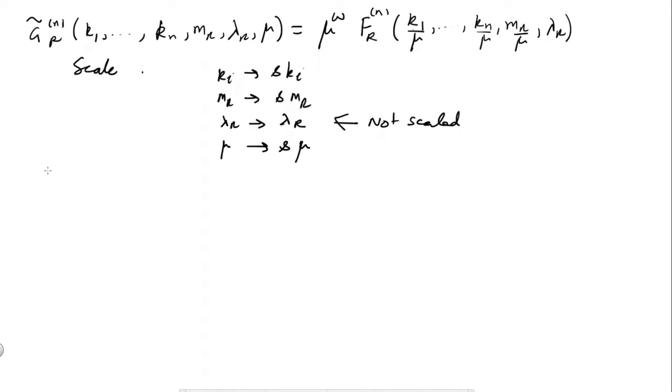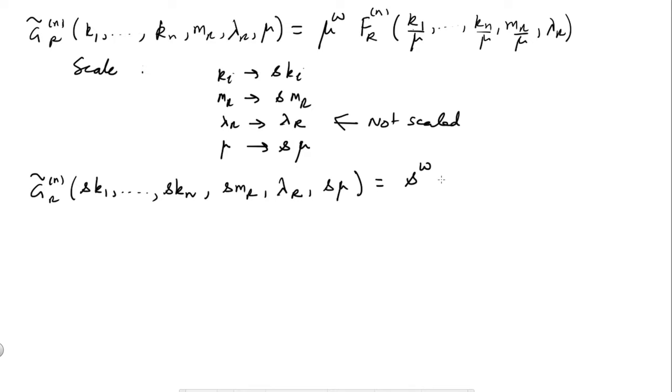So what do I get then? I get g tilde n r of s k1 up to s kn, s m_r, lambda_r, s mu. So I have not touched lambda_r here. This will be what? This will be s to the omega, mu to the omega times f_n r. Okay, let me write the remaining things also.